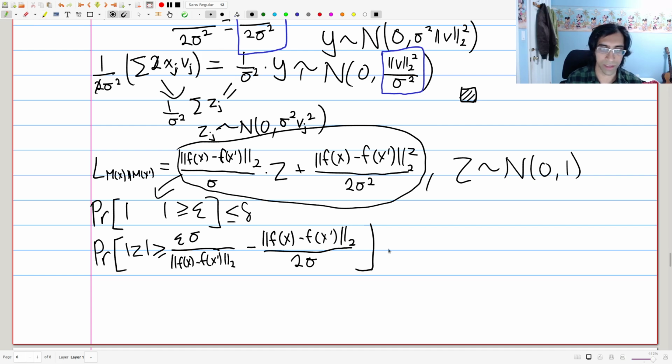And yeah, this is just a rearrangement. How do we do this? We just basically move this term over to the right-hand side here, and then rescale by sigma divided by the L2 norm of f(x) minus f(x'). So convince yourself that this is just a transformation of the previous thing.